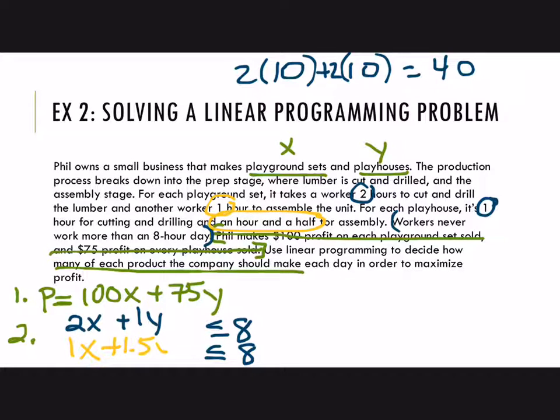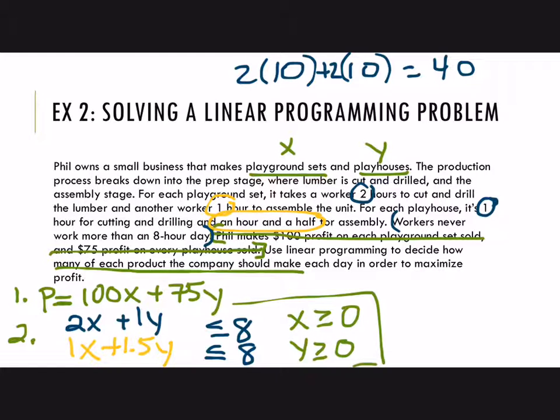And his time also has to stay below 8 hours. All right, and then finally for constraints, we have two that are always implied. So think about the minimum values for how many playground sets and playhouses can be produced, and you can't produce negative amounts of those things. So we always have x and y greater than or equal to 0, unless there's an even tighter restriction, like maybe we have to produce 100 each of these things. Right? But if it doesn't mention anything about a minimum amount, then assume that it's 0. All right, so we have 4 different constraints here.